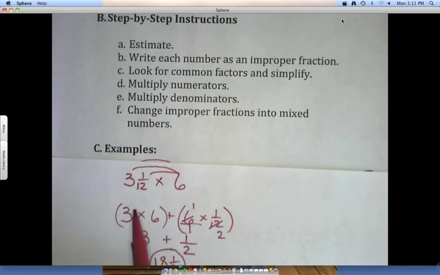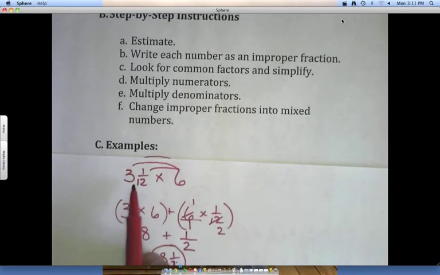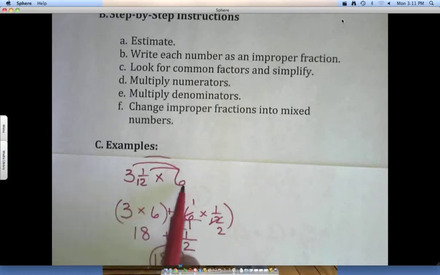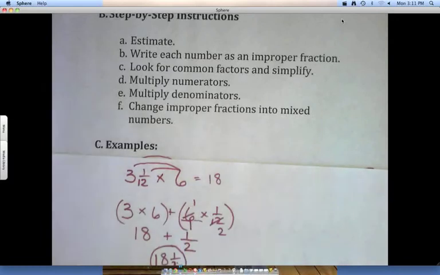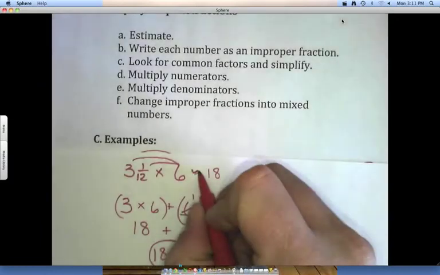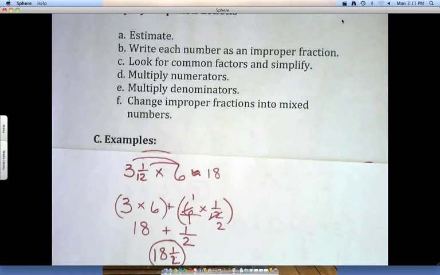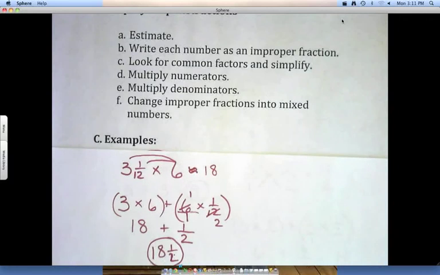Forgot to do my estimate. If I look at 1/12, that's going to keep 3 the same. So 3 times 6 is 18. So my estimate would be 18. And 18 is, of course, very close to 18 1/2.